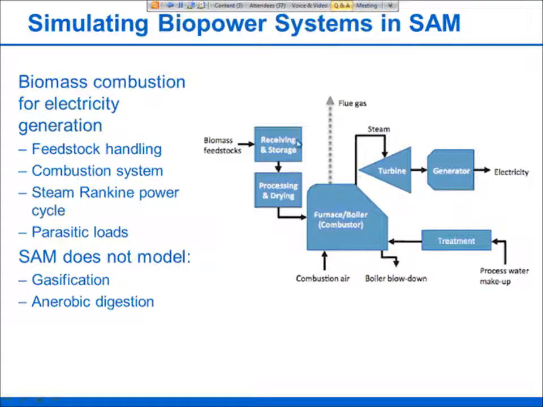There's feedstock handling, which models things like the drying of the feedstock and so on, and then a combustion system, which is where the feedstock is combusted to generate steam that drives a conventional steam turbine, which drives a generator to generate electricity. So those are the 3 main components of the biopower system in SAM. And then it also handles parasitic loads that are required to run various fans and electric motors in the system.